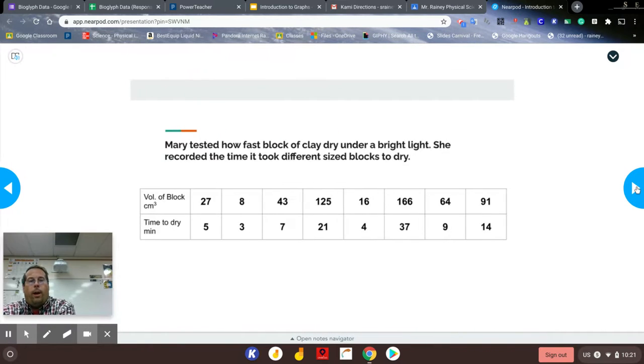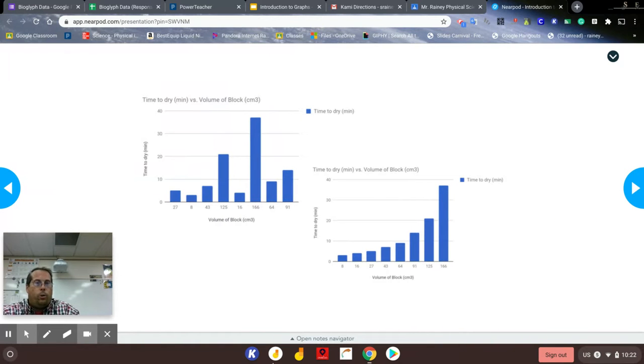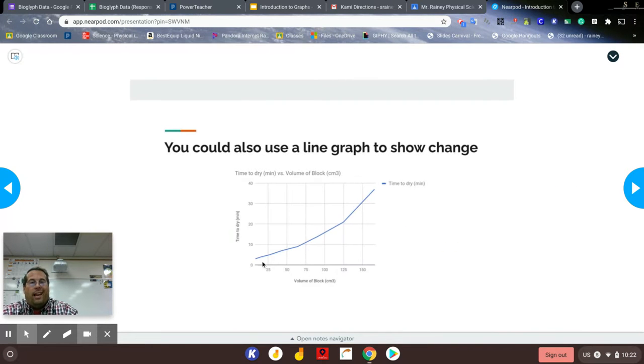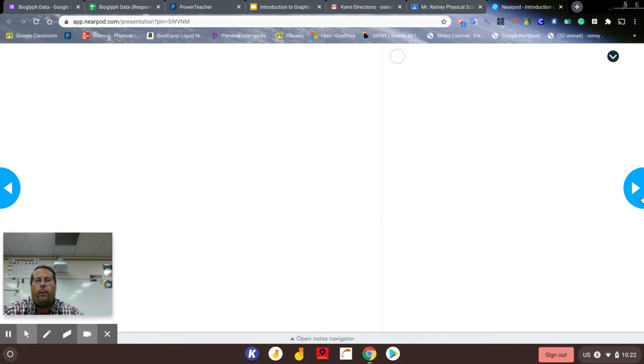Then it asked me to graph it. Again, we talked about this. We showed how this data can be represented as two different kinds of graphs. One is a little easier for showing trends. One just shows a comparison. I could also use the line graph, but I would almost always stick with a bar graph if I'm comparing different objects.